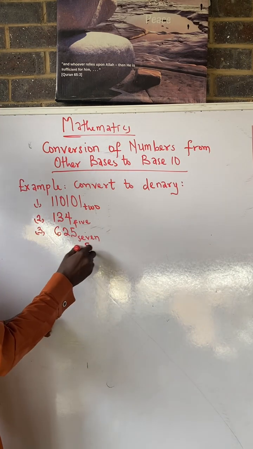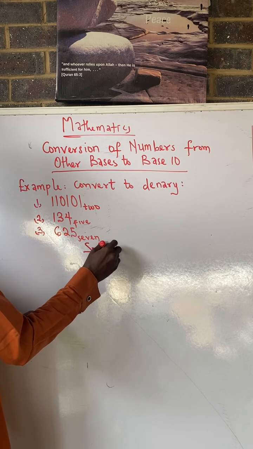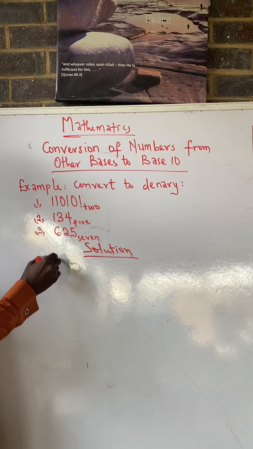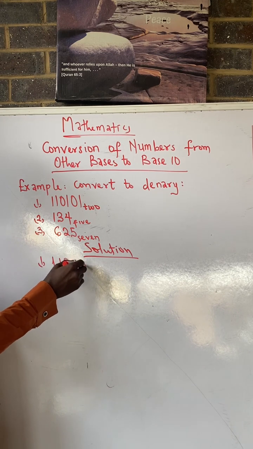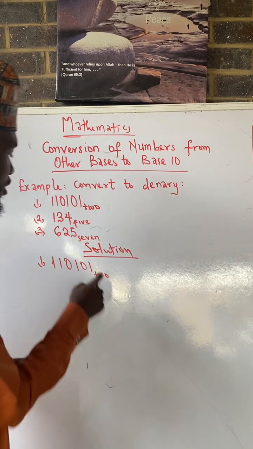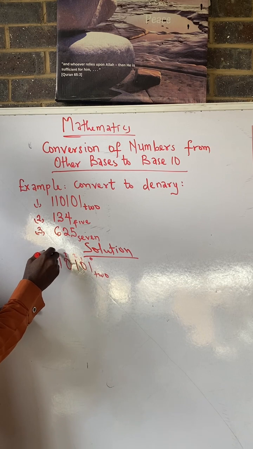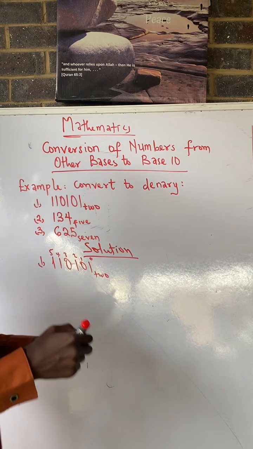Let's look at the first one. Solution. Now to convert the first one, which is 110101 base 2 to base 10, I will assume that there is 0 on top of this, 1 on top of this, 2 on top of this, 3 on top of this, 4 on top of this, 5 on top of this.